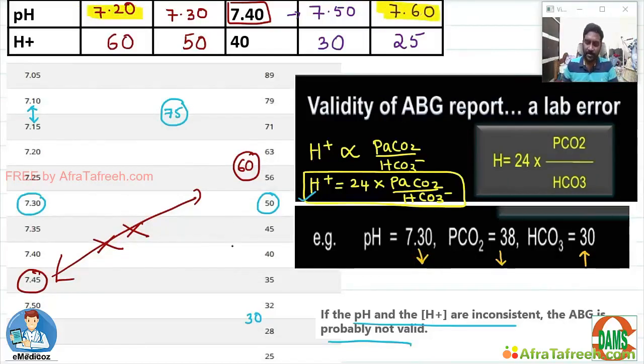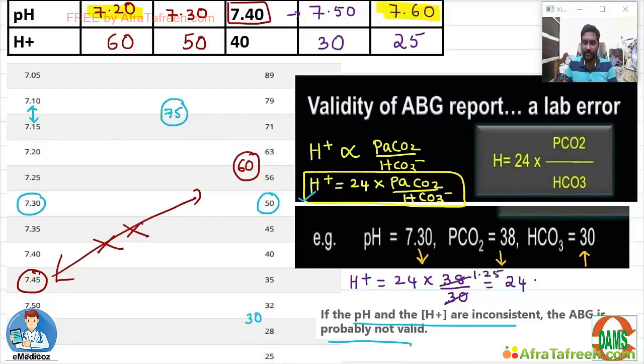Now let us apply this in the given question. They have given pH 7.30, PCO2 38 and bicarbonate 30. Now let us see whether this is a consistent pH or inconsistent, a lab error. So how do I calculate H plus? 24 into PaCO2 by HCO3. PaCO2 is 38, HCO3 is 30. So it will be 24 into roughly 1.25. So H plus should be 30.